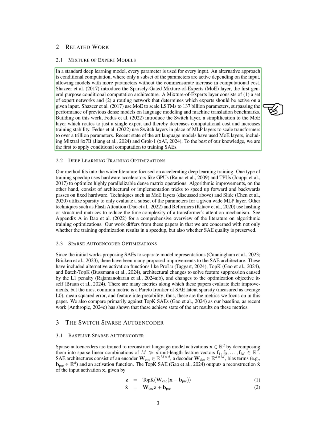In the context of related work, we explore the concept of mixture of expert models, where only a subset of parameters is activated based on the input, allowing for more parameters without a proportional increase in computational cost. We discuss the sparsely gated mixture of experts layer, which was the first general-purpose conditional computation architecture, and how it has been used to scale models significantly.